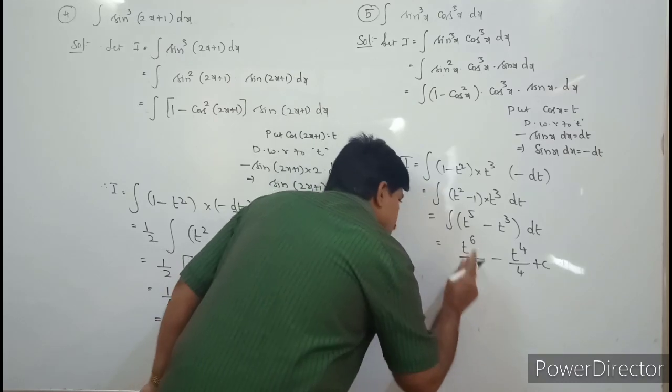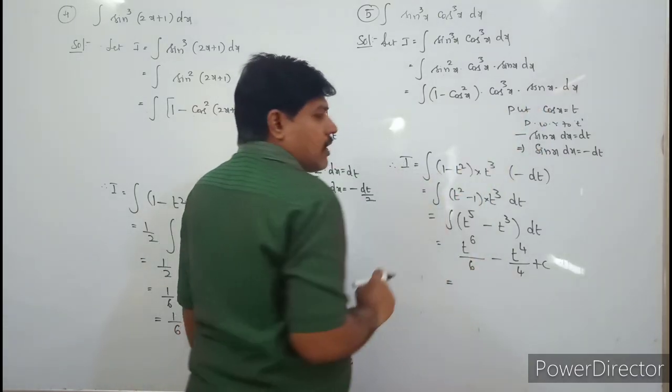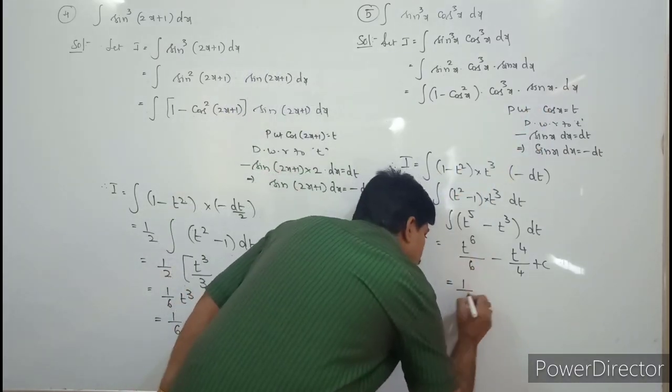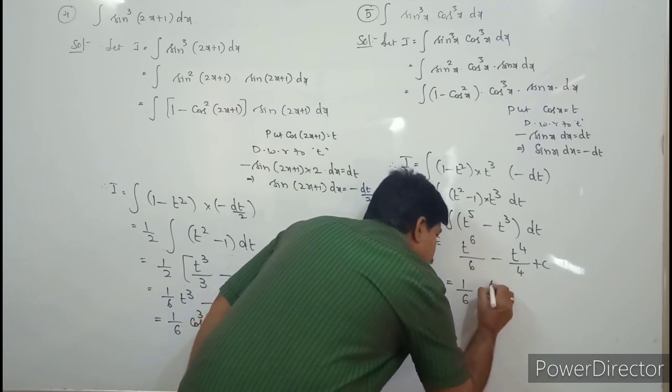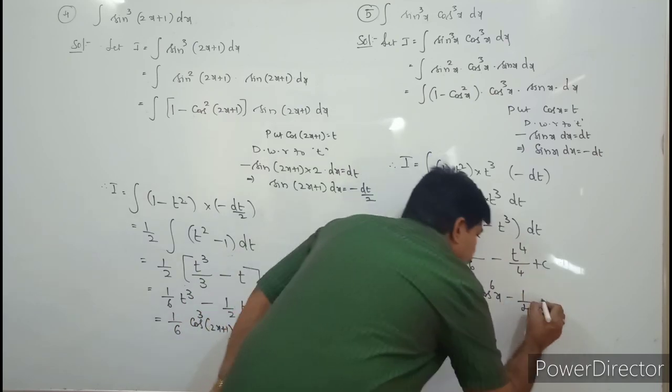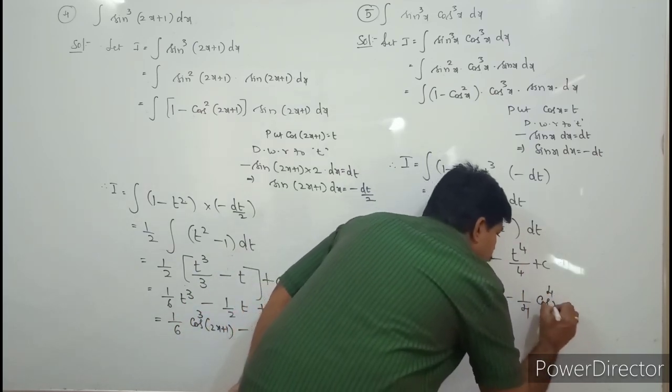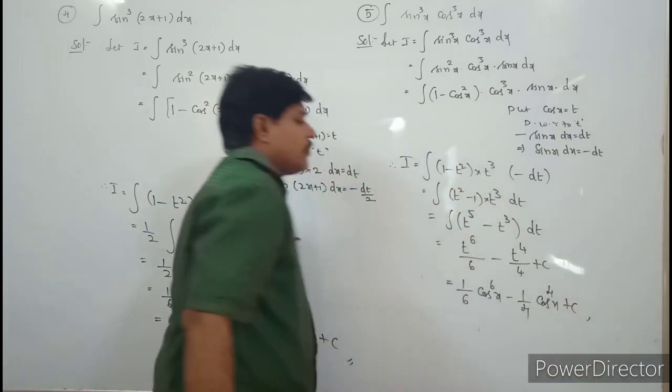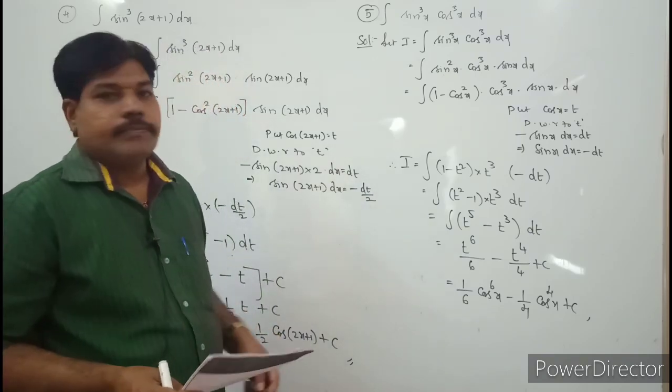So what is this t value? t is cos x. So it will become 1 by 6 into cos power 6 x minus 1 by 4 into cos power 4 x plus c. See that question, students.